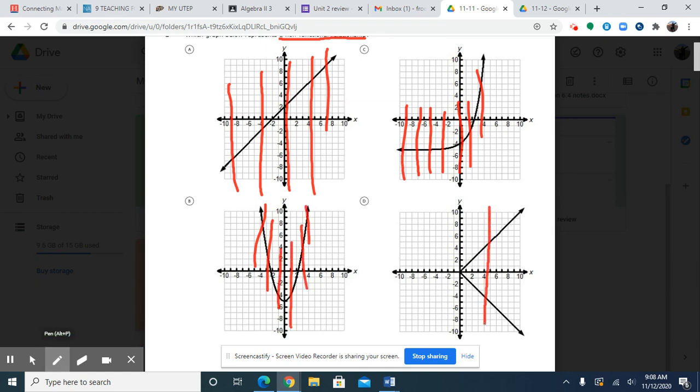Now, if you come here to answer D, if you draw a vertical line, you are going to touch 2 different points, just like right here as well. You're going to touch 2 different points. Therefore, D is the only one that cannot be a function.